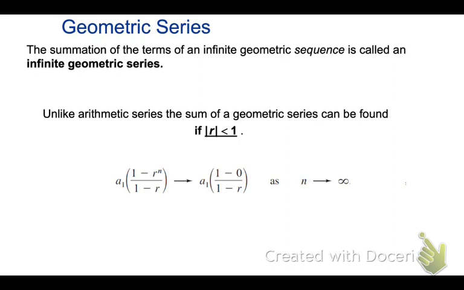So a geometric series, we can find the sum of an infinite geometric series only if the absolute value of r is less than 1. Only if. So you can find the sum of an infinite geometric series only if what? The absolute value of r is less than 1. That's important to know.